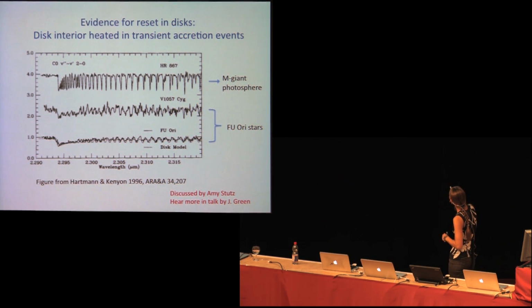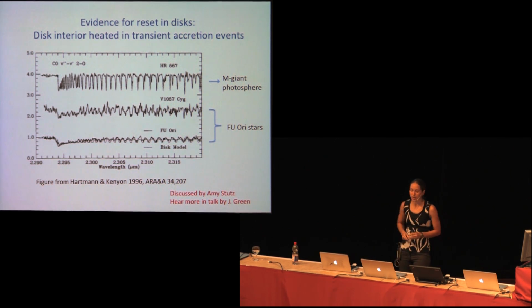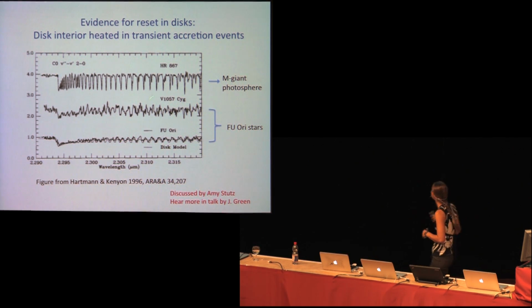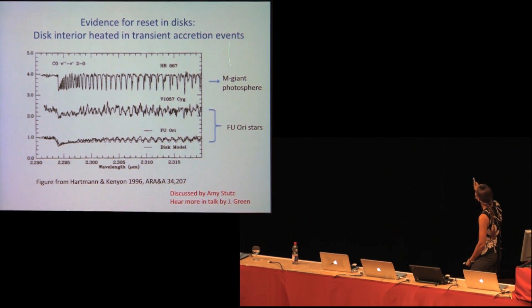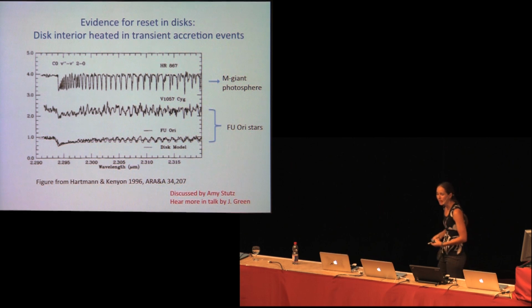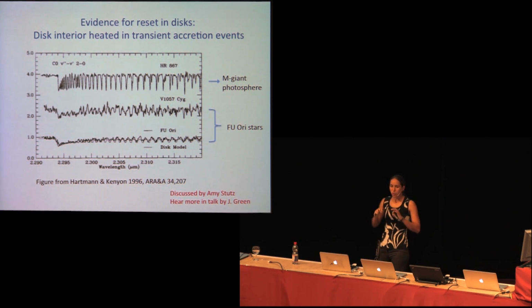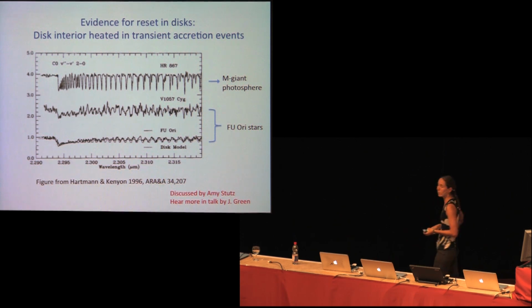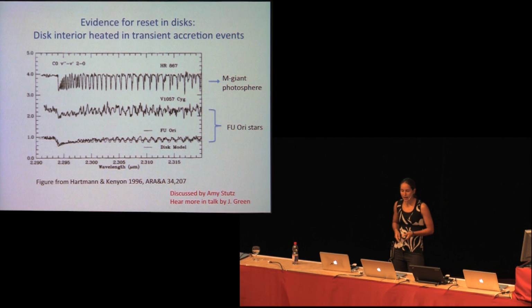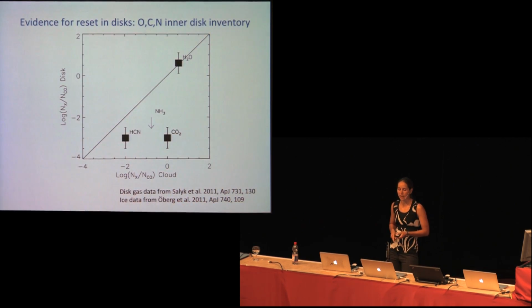And that is that if you look at the spectra of FU Orionis stars, so these are stars undergoing extreme accretion events, what they actually look like is stellar photospheres. So this is an M-giant photosphere. That immediately tells you that you don't have a quiescent disk that is primarily heated from above anymore. Now you have something that looks like a star, so it's heated from inside. And it's heated to quite high temperatures according to models. So this seems to be evidence that disks undergo very energetic events.